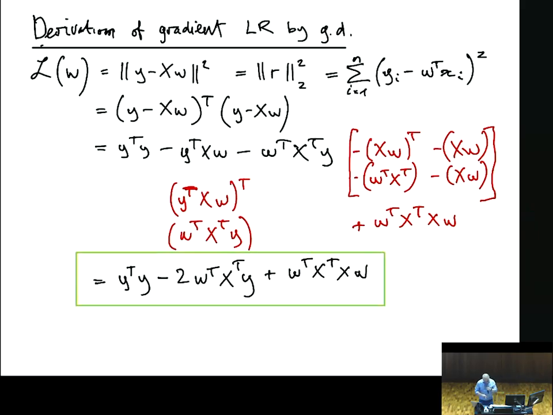Now, that's great, but what do we need to do? Sorry, is that a question? No? Okay, that's all right. I thought you were raising a hand. That's an expression for the loss function. What do we now need to do? Well, we're trying to find an expression for the gradient. Take the partial derivative, and let's do that.